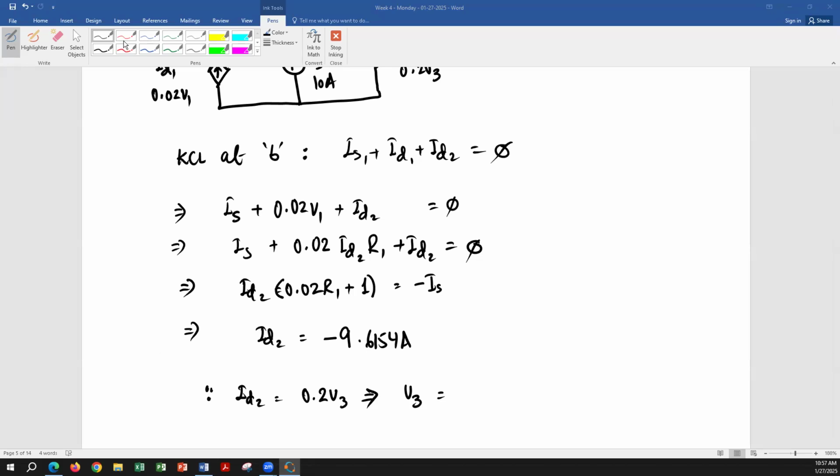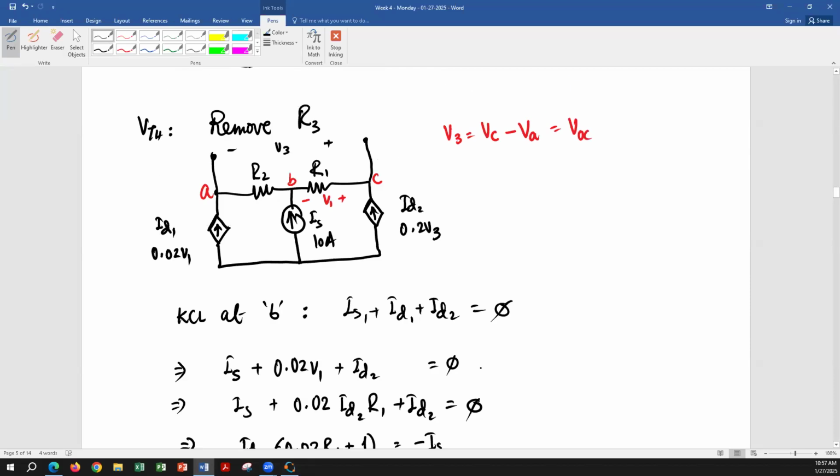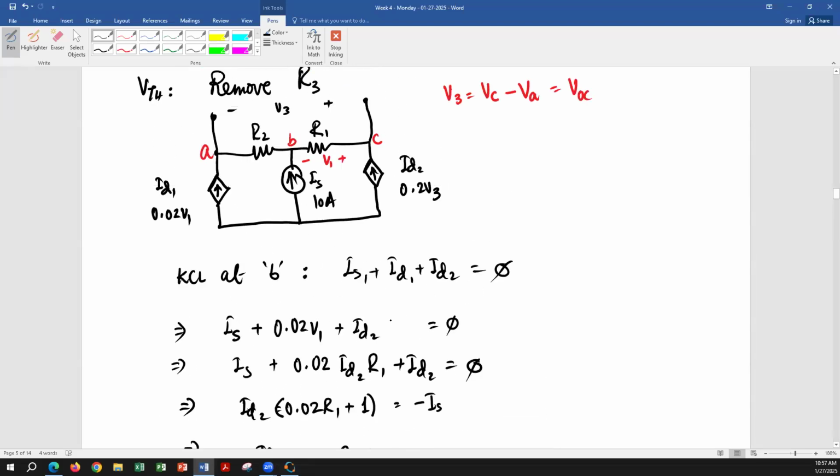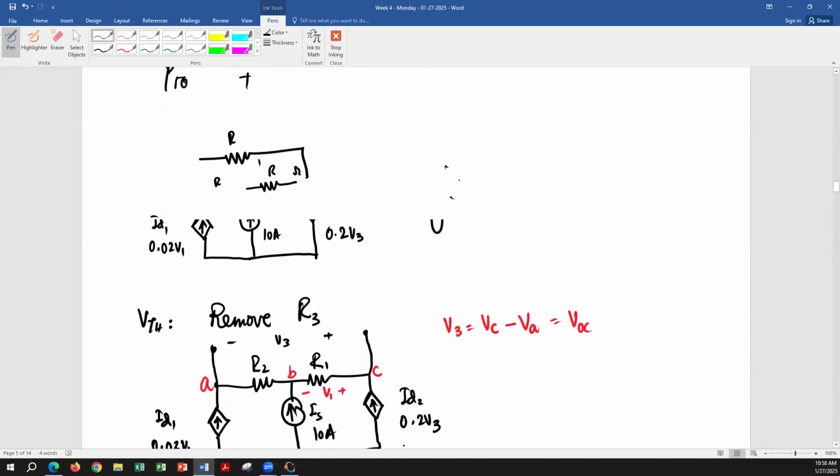It is 44 point. Negative 48.07 in this direction. Yes. R1 is 2 ohms.